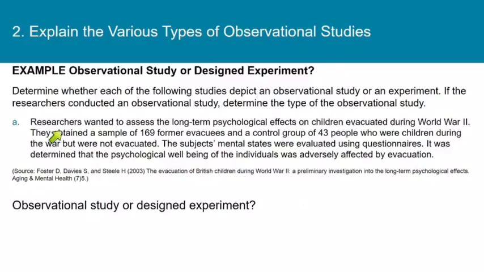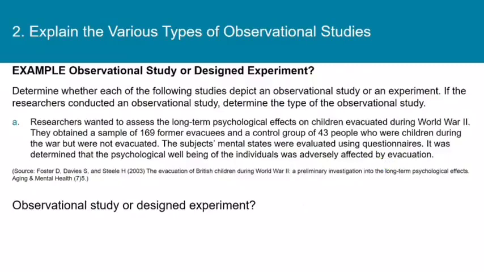So here we go. Researchers wanted to assess the long-term psychological effects on children evacuated during World War II. They obtained a sample of 169 former evacuees and a control group of 43 people who were children during the war but were not evacuated. The subjects' mental states were evaluated using questionnaires. It was determined that the psychological well-being of the individuals was adversely affected by evacuation.